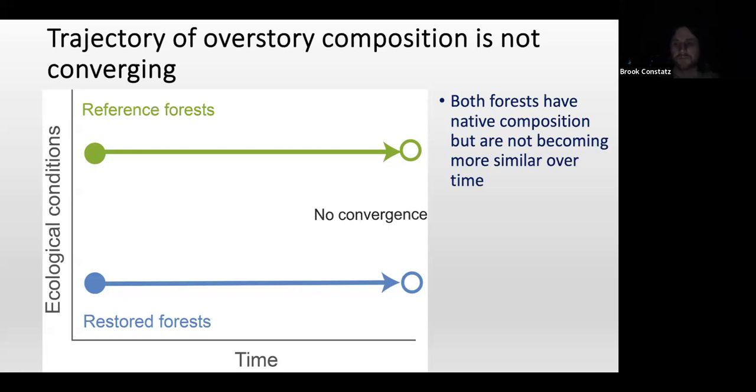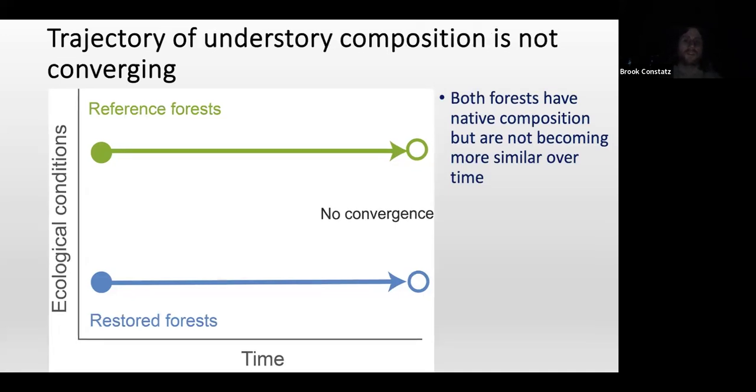If you look at understory composition, just the ratios of different species you find on a site, they're also not converging. They're different. Reference forests largely have more herbaceous species, where restored forests have woodier species of different types. There's some overlap, but they're not clearly getting closer. They could be. It could take more time. It's a little bit harder to measure, but they're not clearly getting closer.